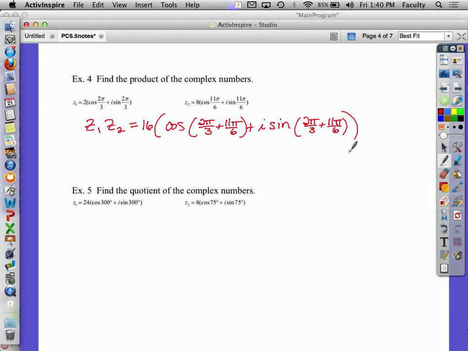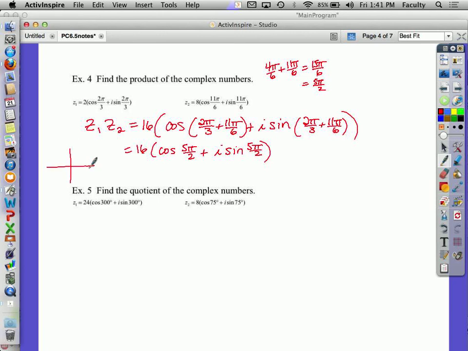So I need to figure out how to add 2 pi over 3 and 11 pi over 6. Well, good news, the common denominator is 6. That's 15 pi over 6. So that's 5 pi over 2. Now, on the homework, you will usually be given better instructions than what I did here. If it said to you to find the product in trigonometric form, you would stop here. If it says find the product and write it in standard form a plus bi, we'll continue, and we're going to go ahead and continue.